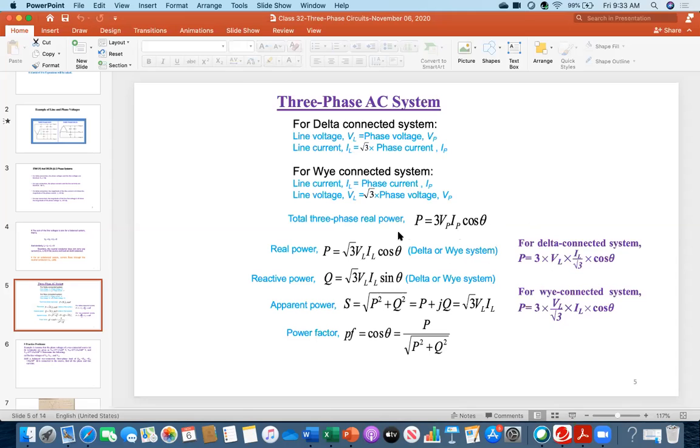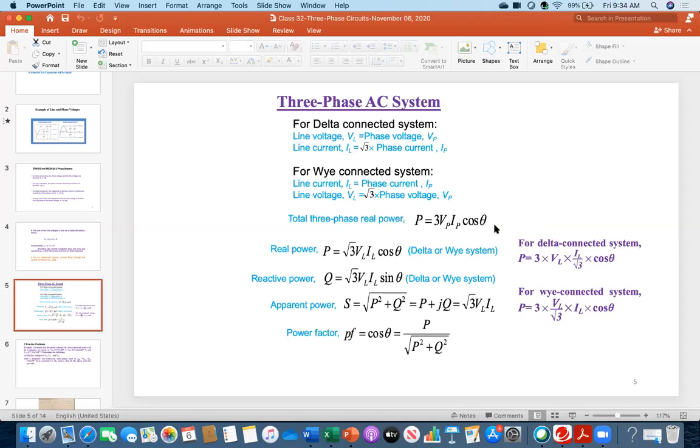Now, everybody say, if it is an unbalanced system, then you cannot multiply by 3. So what do you have to do? You have to do one phase at a time. For example, for phase A, VA IA cos theta, plus VB IB cos theta, plus VC IC cos theta. You have to do it 3 times for 3 phases and then sum up, because that is the unbalanced system. You cannot say that it is 3 times.